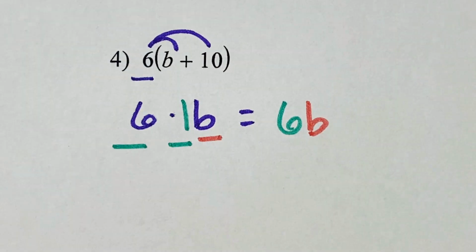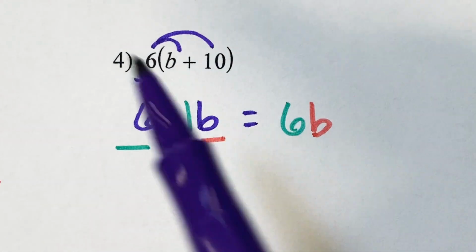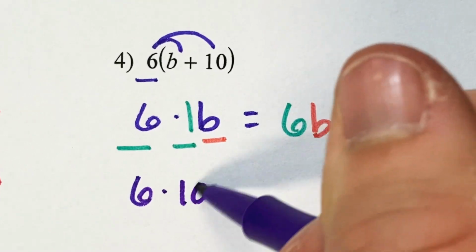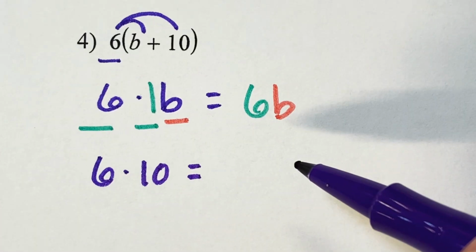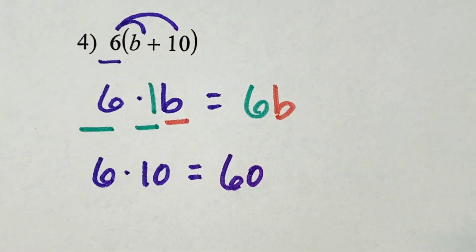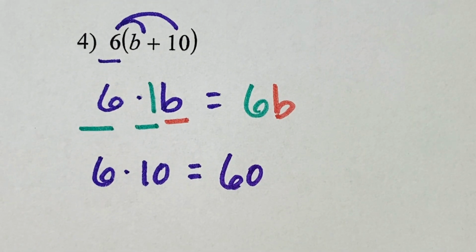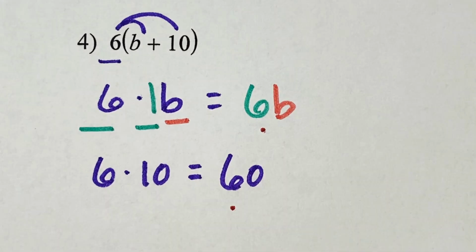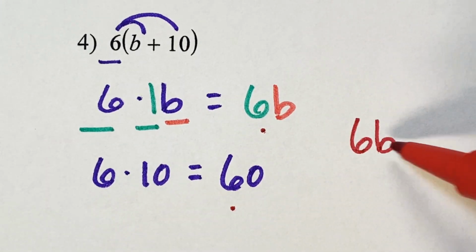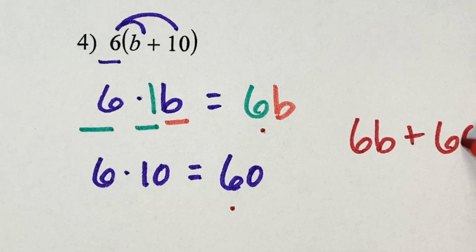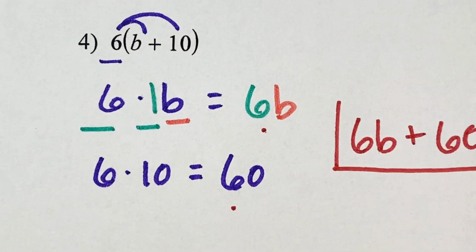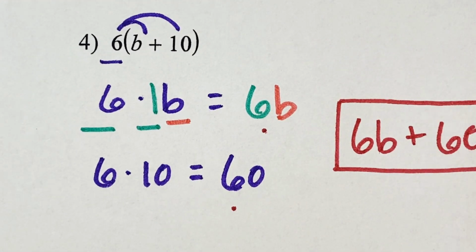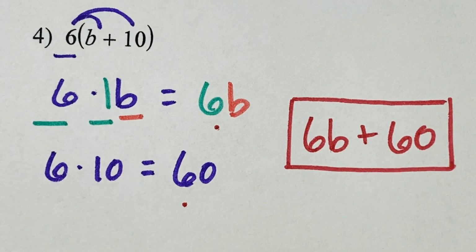Okay, then our next piece is 6 times 10. So 6 times 10, what is that going to give me? 60. And now we can just rewrite them together. So 6b plus 60. That is our simplified expression. Beautiful, you guys.